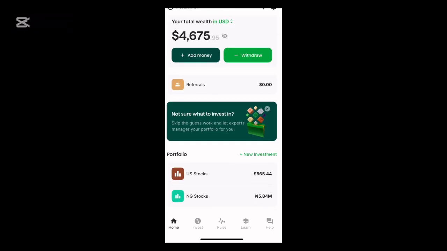Also, it will display your total wealth, which simply means your total investments, everything you have with Bamboo, whether in the wallet, the US market, or the Nigerian market, everything all together. You can also see how much it is in Naira. You can change back to USD. Also, you can decide to click on this to avoid people seeing your details. For the purpose of this video, I have to show this so that it will be clearer.